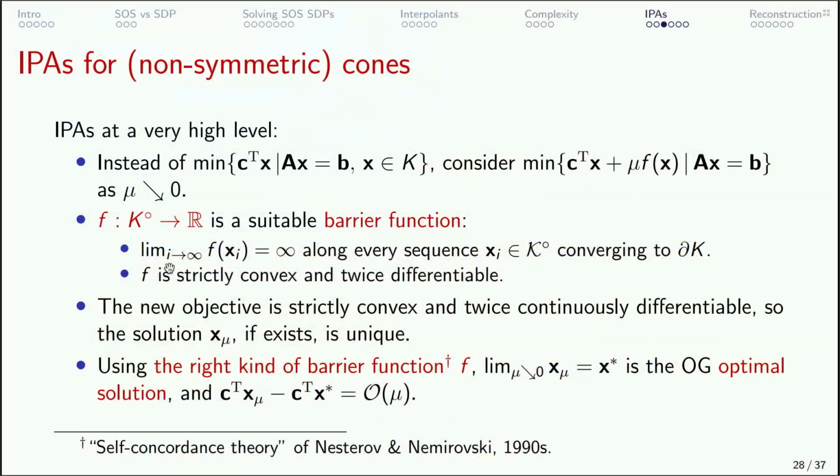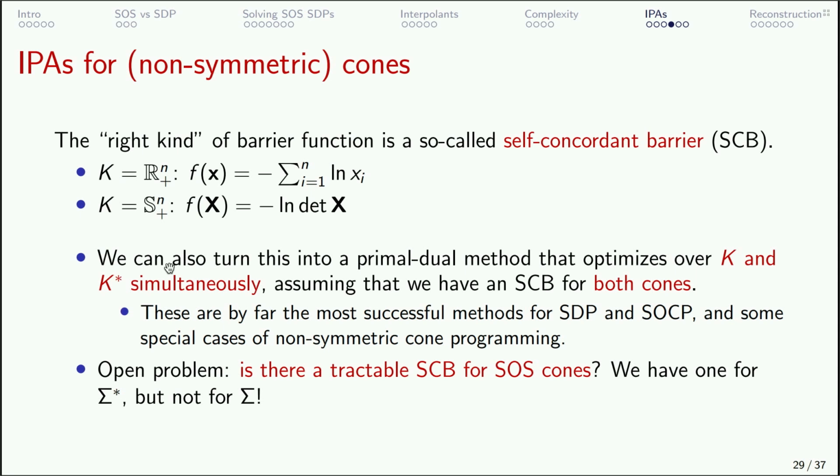Because of course, what I don't want to do is actually solve this to optimality, for example, for a given mu or something like that. But I'll just solve this approximately, then I reduce the mu, then I use the previous approximate minimizer to go towards an approximate minimizer of the smaller mu, and so on. All right, so we can also turn this into a dual method or a primal dual method if we have the right kind of barrier for both of my cones, right?